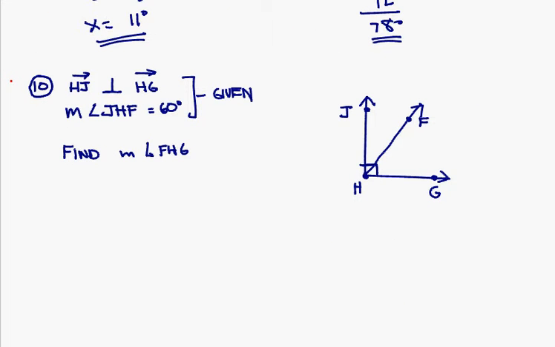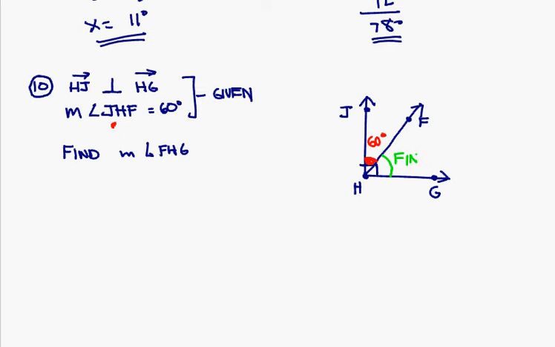Okay, in problem number 10, here we have ray HJ is perpendicular to ray HG, and that the measure of angle JHF, so we'll color that red, JHF, so this angle right here, is equal to 60 degrees. Okay, and they want us to find measure of angle FHG. So they want us to find this angle right here.